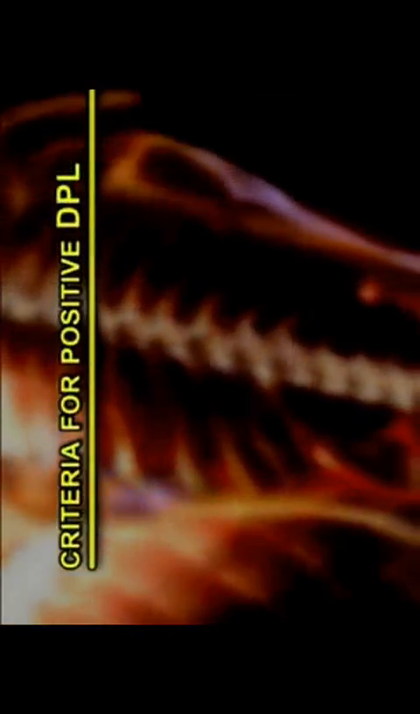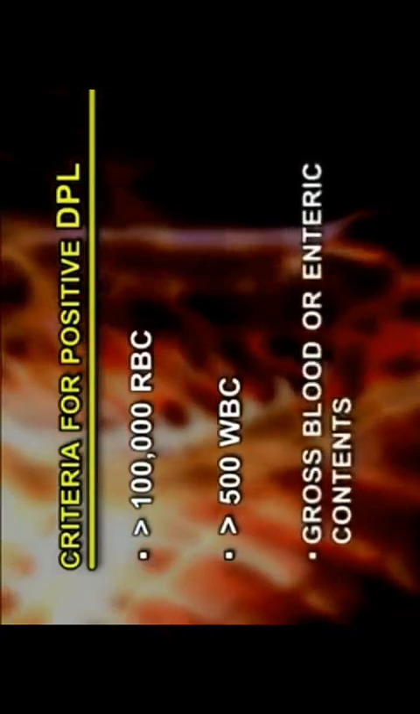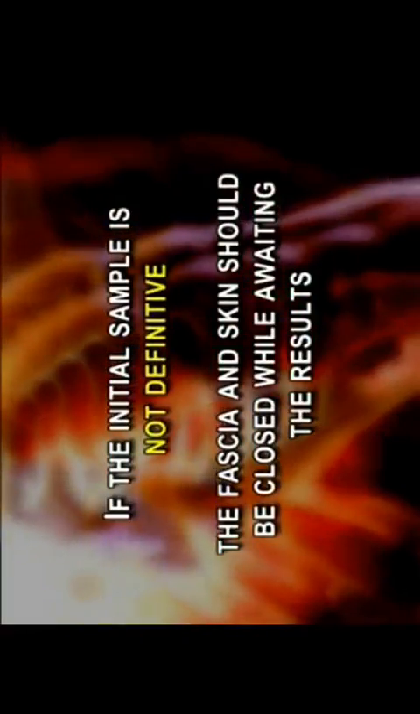The criteria of a positive DPL for blunt trauma are greater than 100,000 red blood cells, greater than 500 white blood cells, gross blood or enteric contents. If the initial sample is not definitive, the fascia and skin should be closed while awaiting the results.